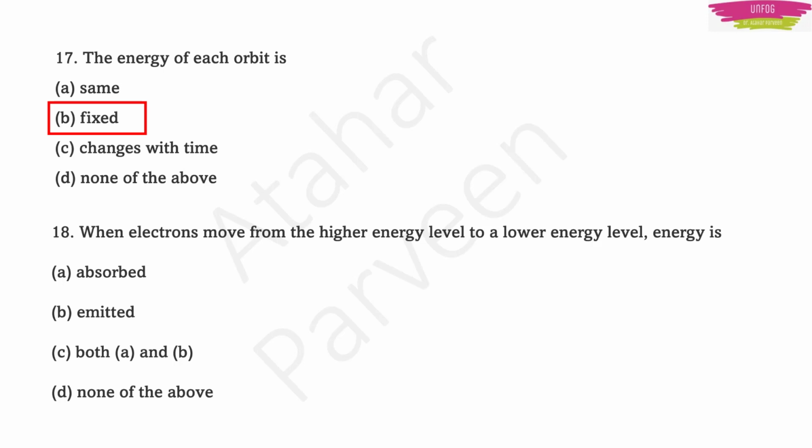Next question. When electrons move from a higher energy level to a lower energy level, energy is emitted because they are moving from higher to lower, right? If they are going from a higher energy level to a lower energy level, they will emit certain energy. They will not need much energy, so they will emit certain energy to go to the lower energy level. Okay.